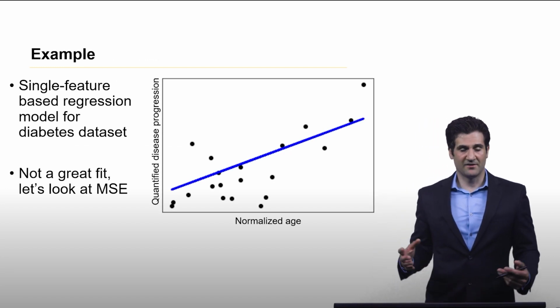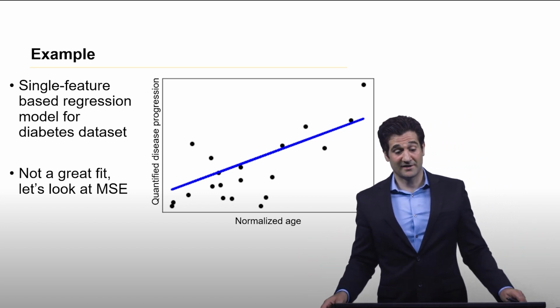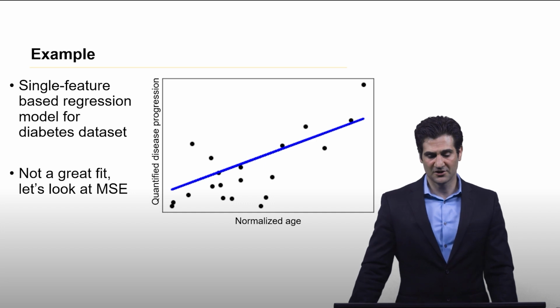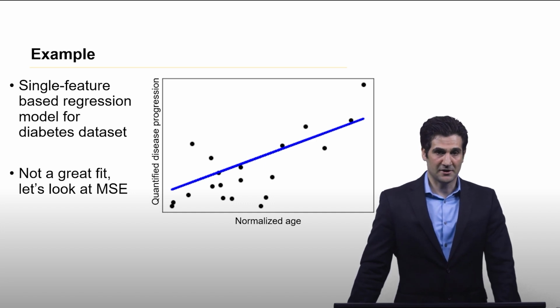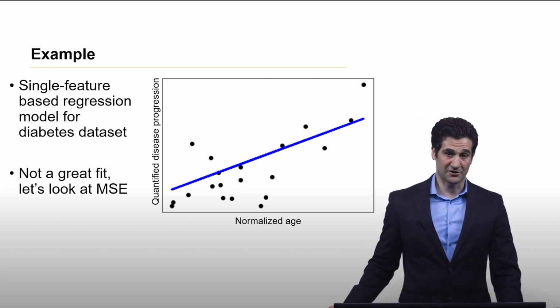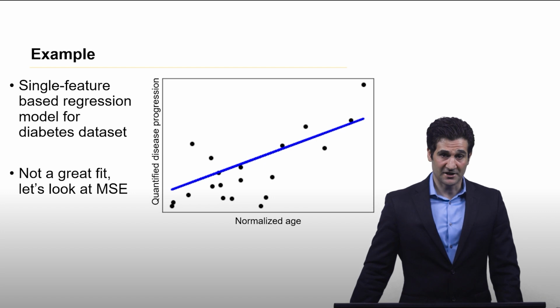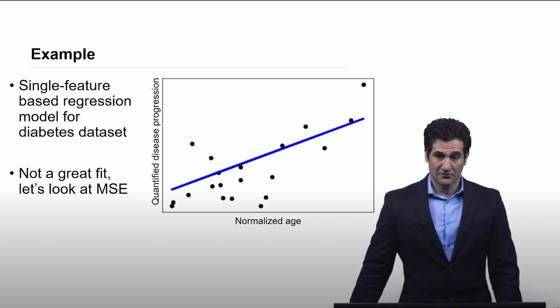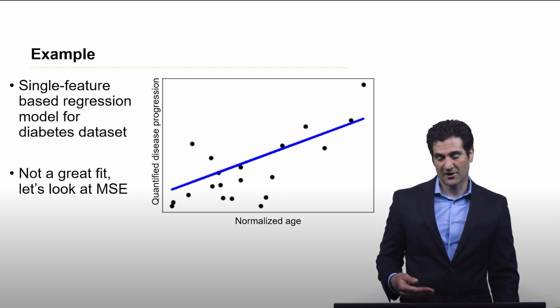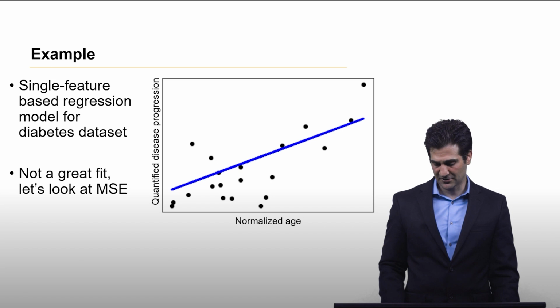So here is a very simple and honestly not that great of a regression model for one of the features in our diabetes data set. Here we have the line resulting from just one feature, normalized age. We have the line that's learned from fitting normalized age to the quantified measure of disease progression. Now we went with one variable here just so I can show you what it looks like visually.